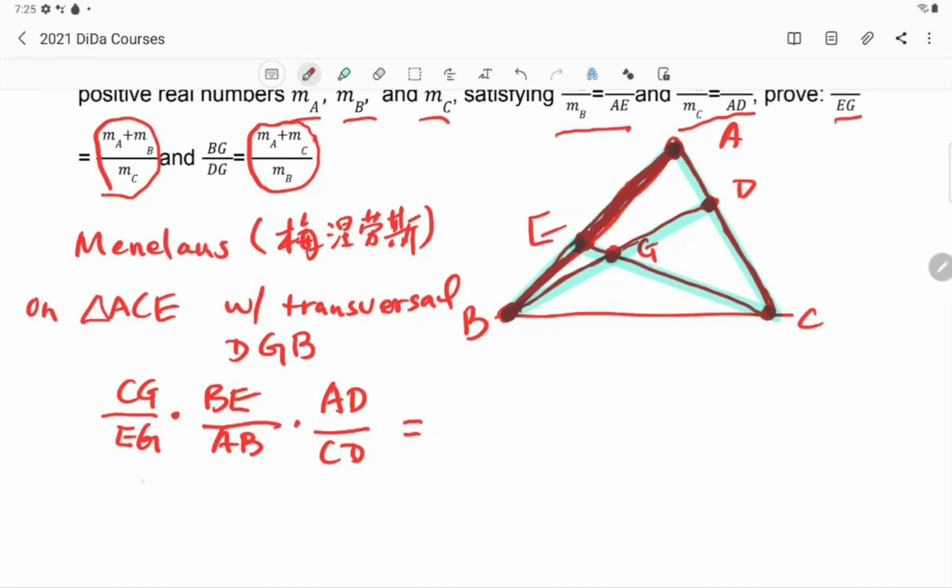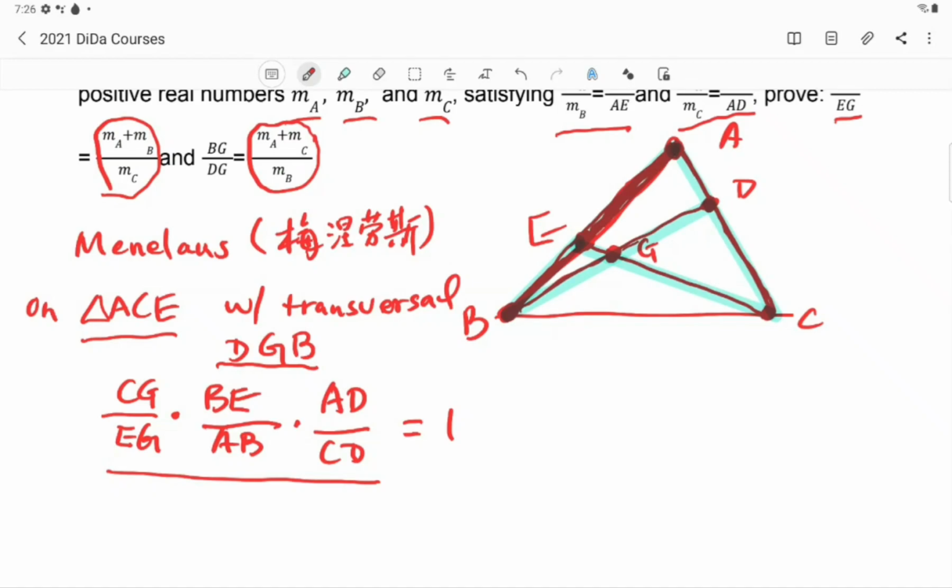So what I'm stating, this equality, is exactly what Menelaus says. I won't go into detail; we won't have time for that. But basically, you have a triangle ACE, and your transversal DGB cuts all three sides. You walk around the triangle with ratios like this multiplied together, and it has to be equal to 1. That's what Menelaus says. I'm trying to teach you how to remember Menelaus.